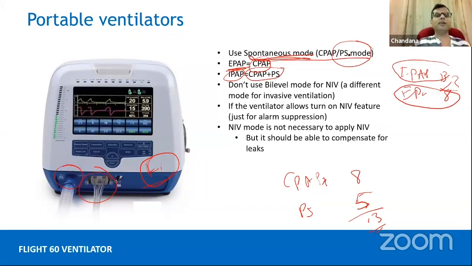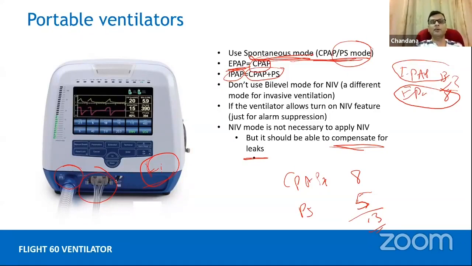So what devices can we use? We can use any portable device with spontaneous mode, pressure support mode, provided it can compensate for leaks. Some of the devices cannot compensate for leaks, so those are not that suitable. Most of the new devices are capable. But if you have, say, an Acoma ventilator, don't try to use it because it doesn't have a spontaneous mode. You can, but it's not ideal.